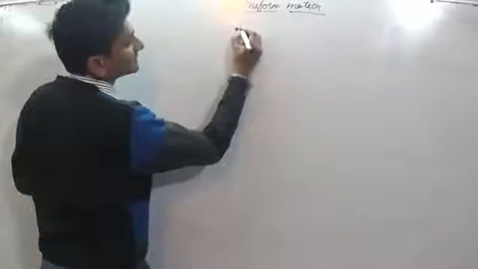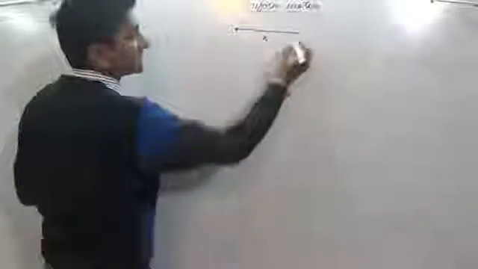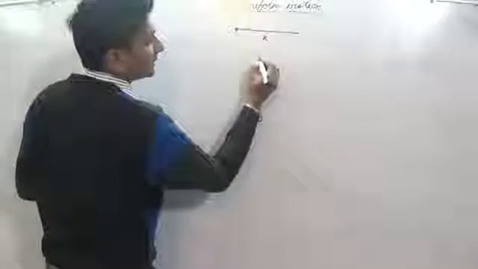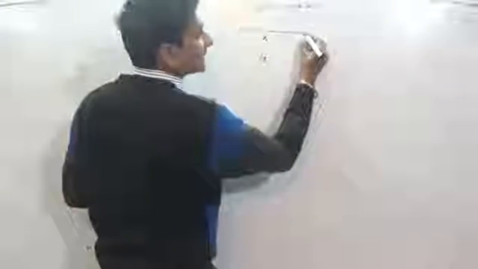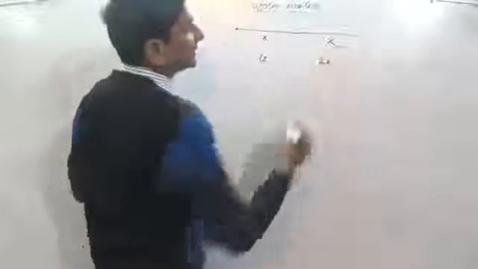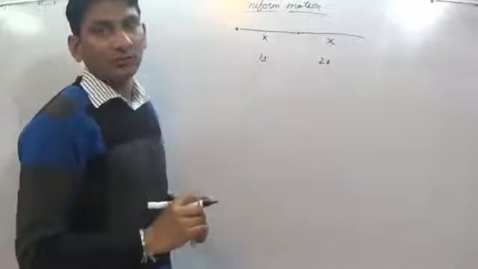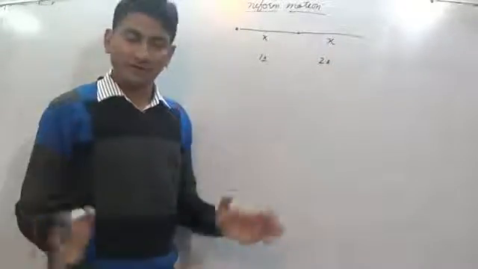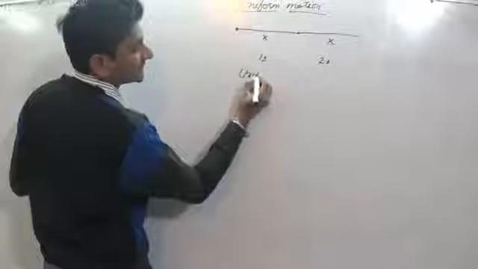In uniform motion, if an object covers x distance in 1 second and in the second second it covers again x distance, it is known as uniform motion, meaning uniform velocity. The other one is uniformly accelerated motion.